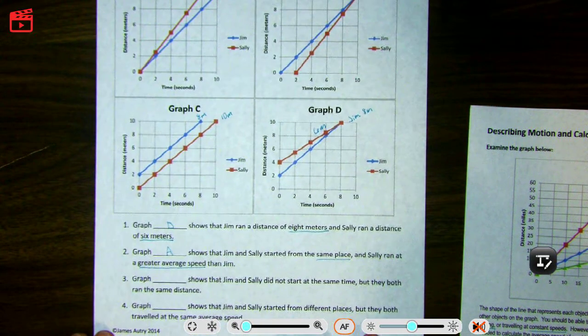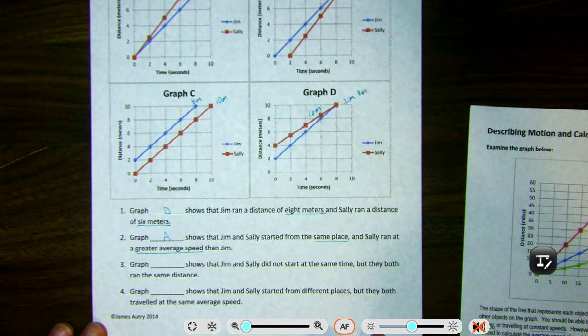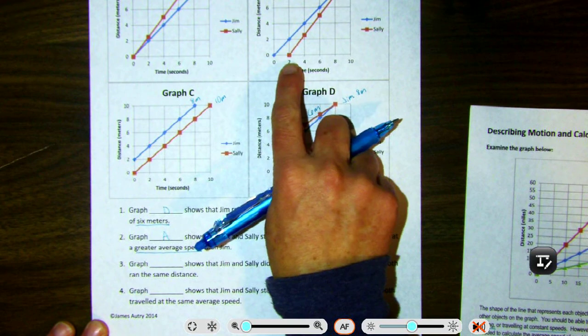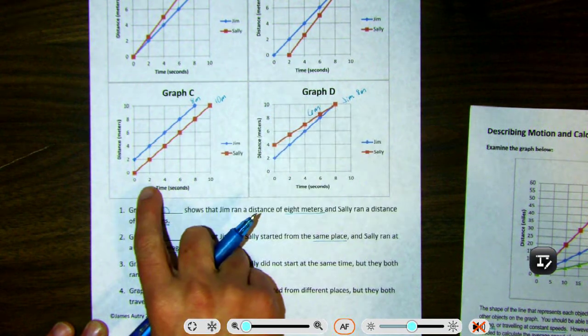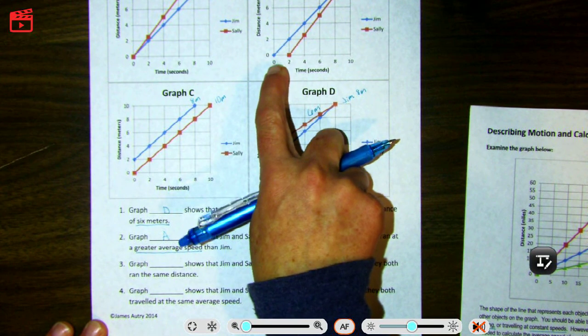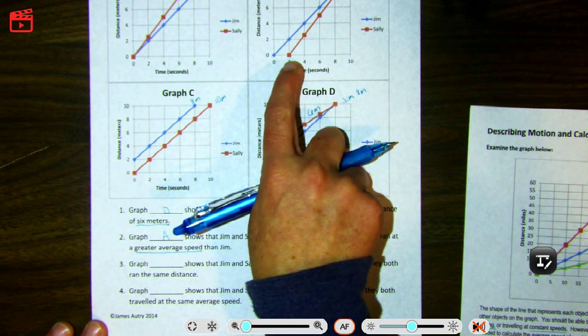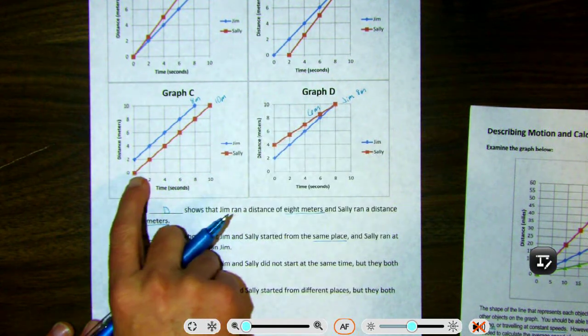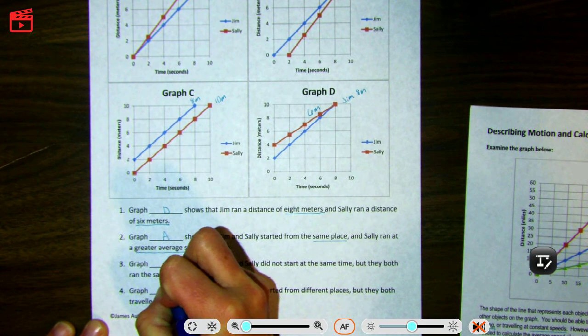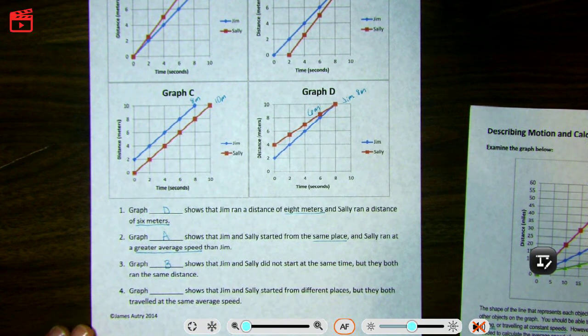The next one, graph blank, shows that Jim and Sally did not start at the same time, but they both ran the same distance. Okay, so they didn't start at the same time. We have graph B and graph C. Well, Jim started at 0 seconds. Sally started at 2, right? And over here, they both started at 0 seconds. So we know that's graph B. So then for the last one, we think it should be C, but let's check it out.